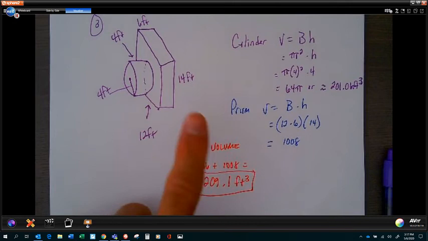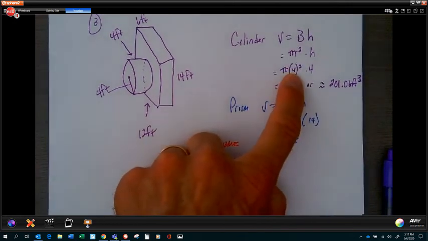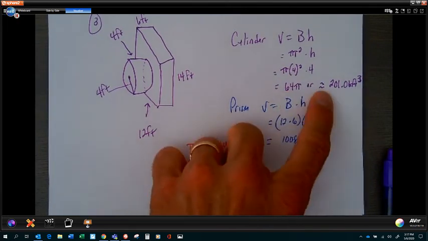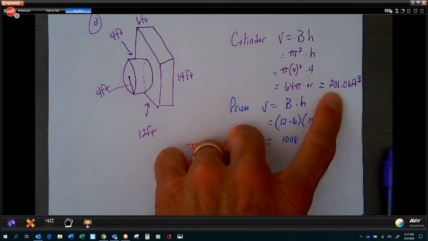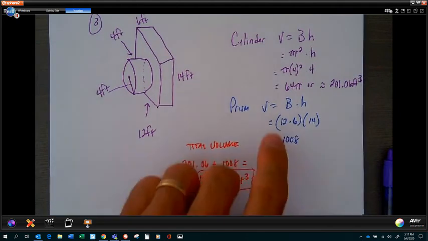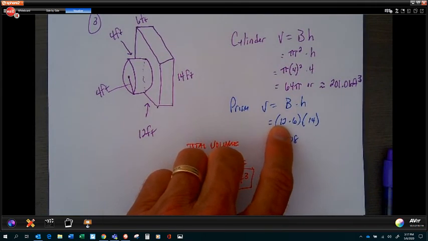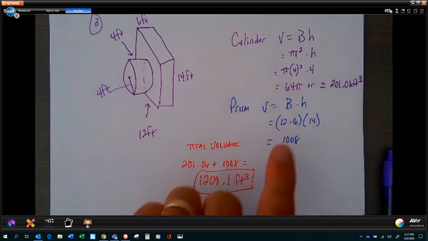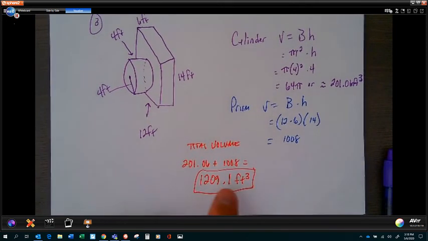Okay, there we go. We find the volume of the cylinder, which is pi r squared h. We know that 4 squared is 16 times 4 is 64, so now we have 64 pi. That's the exact answer, or we can convert it to an approximate answer, multiplying times pi, which is 201.06 cubic feet. And then, of course, the prism is length times width times height, or the big base of 12 times 6, that's the length times the width, times the height of 14, gives us 1,008. We add those two together, 201 and 1,008, to give a total volume of 1,209.1 cubic feet, rounding it to the nearest tenth.